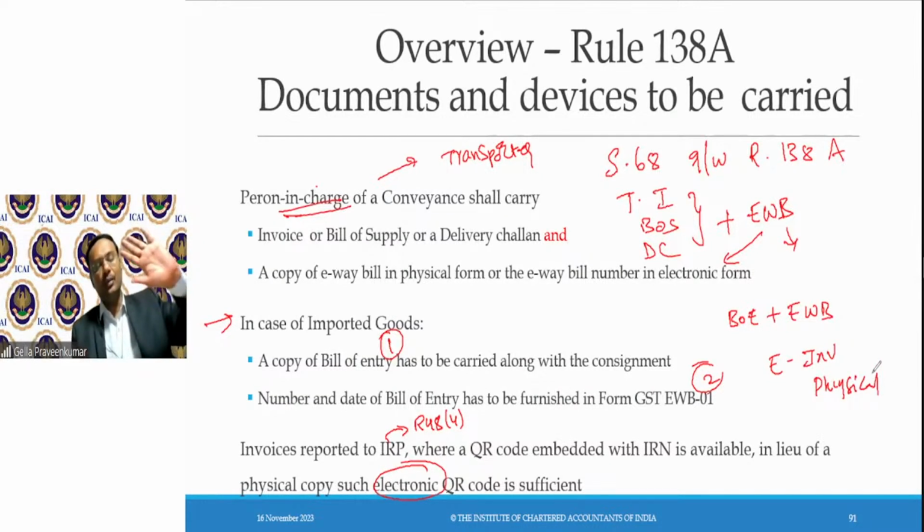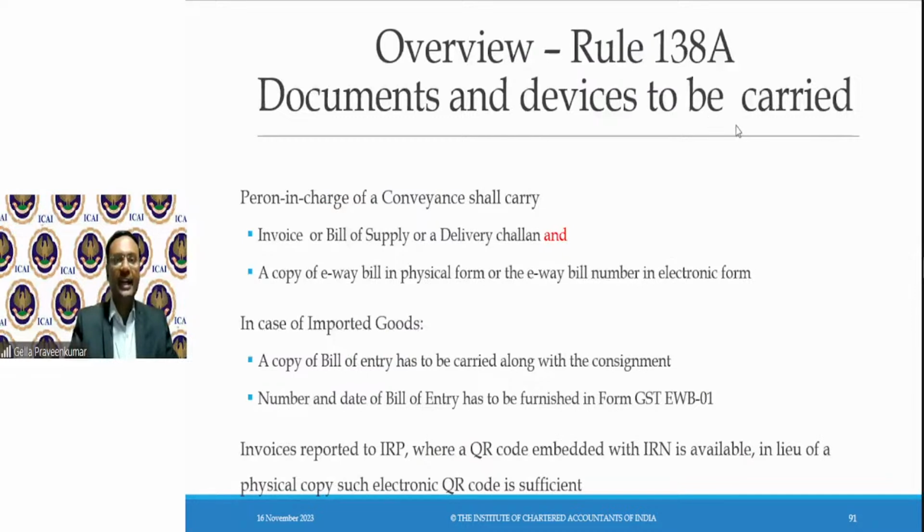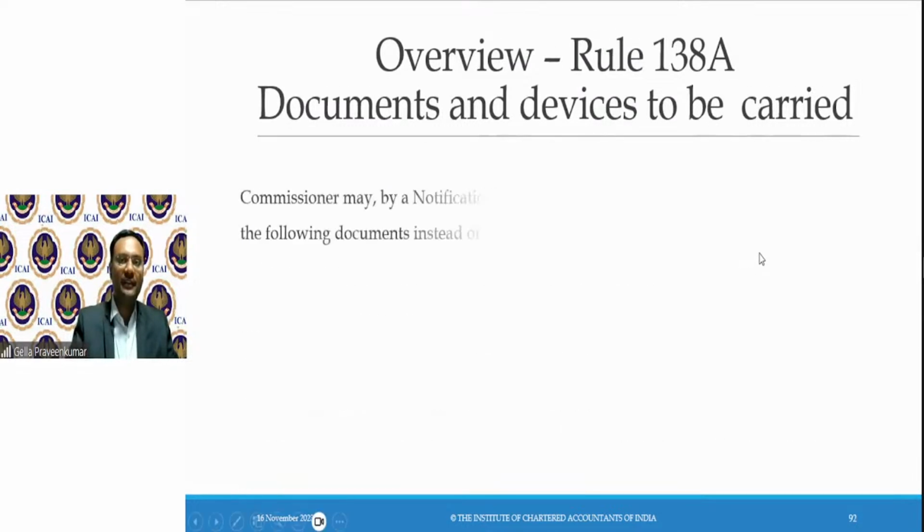So if you have an invoice where the QR code along with that 56 digit hash key is there, that is good enough for me to carry. I need not print this particular document. If you're carrying it on your mobile, that is a good enough document.